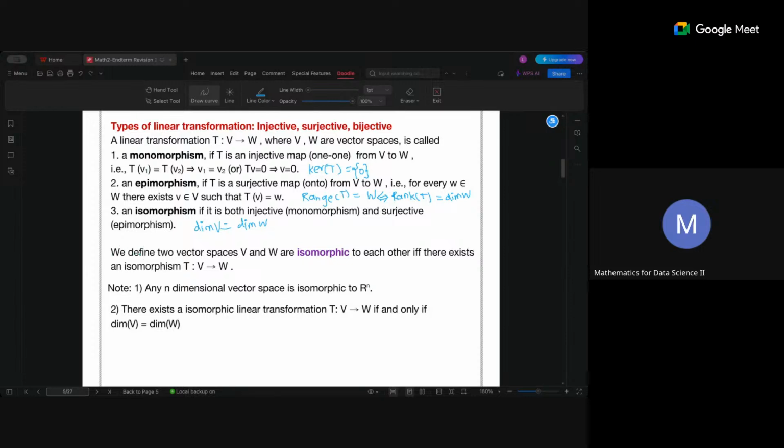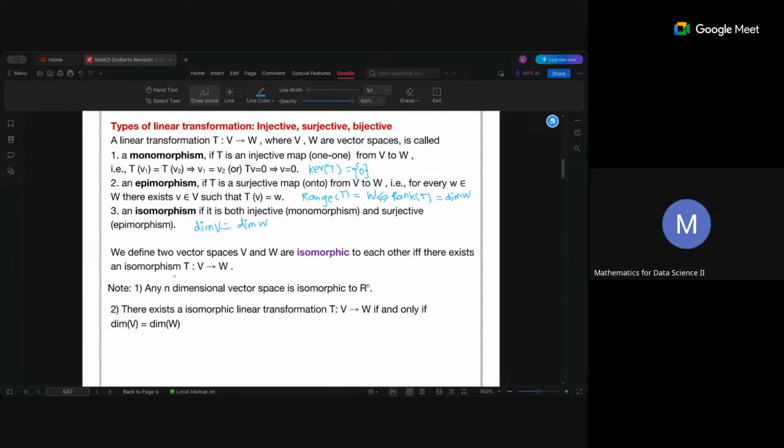Okay, so we define two vector spaces V and W as isomorphic to each other if and only if there exists an isomorphism T from V to W. So you can say two vector spaces are isomorphic if you have an isomorphic transformation from V to W. Just because two vector spaces have the same dimension, we cannot say that it is an isomorphism. It should be both one-to-one as well as onto. Then only we can say that it is an isomorphism.